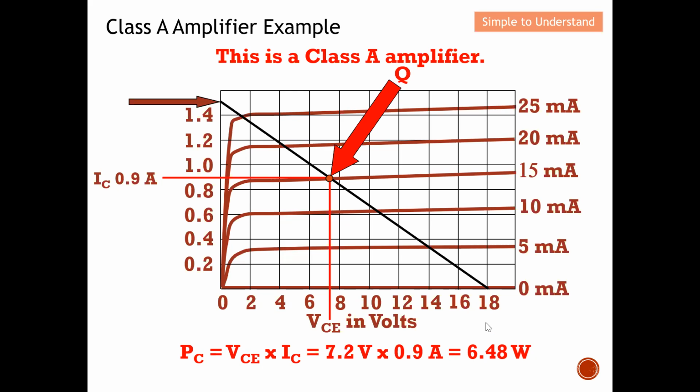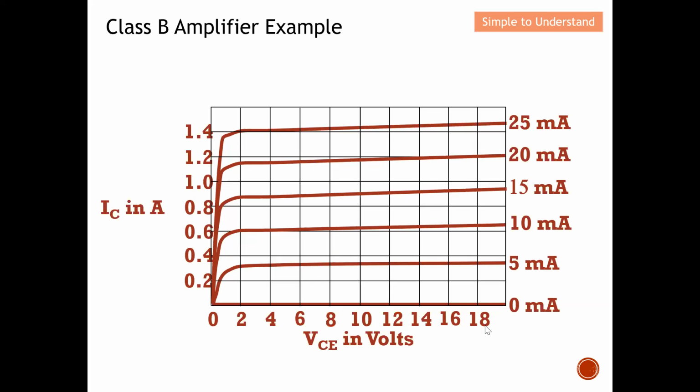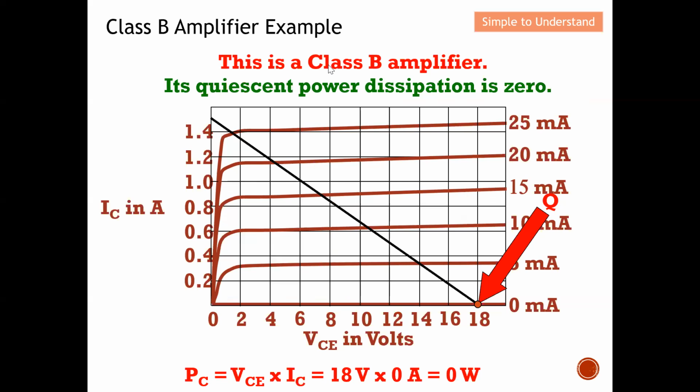Next, let me move on to Class B. For Class B, it's slightly different. We are going to have this quiescent power dissipation, which is equal to 0. Basically this is the Q point for a Class B amplifier, which means that they don't have any power at this particular Q point here. So this will be the characteristics of a Class B amplifier.